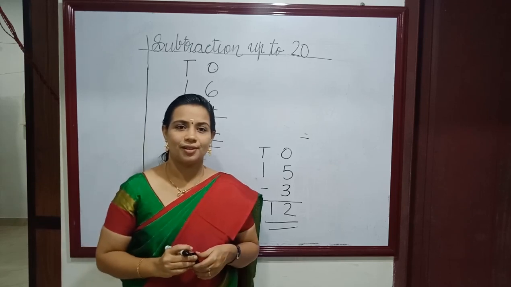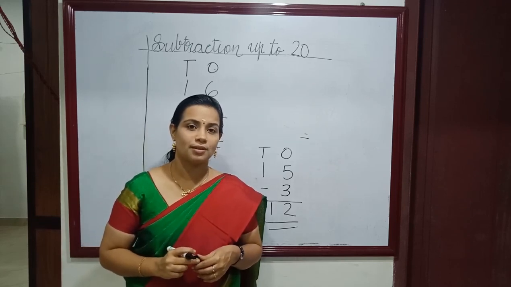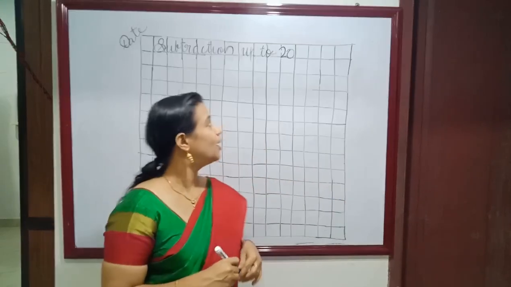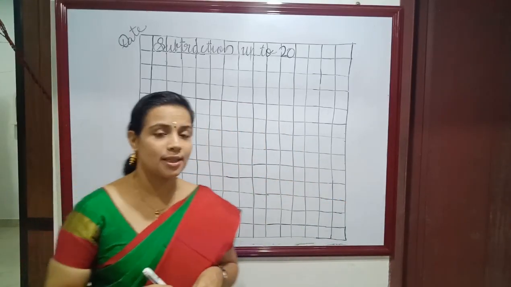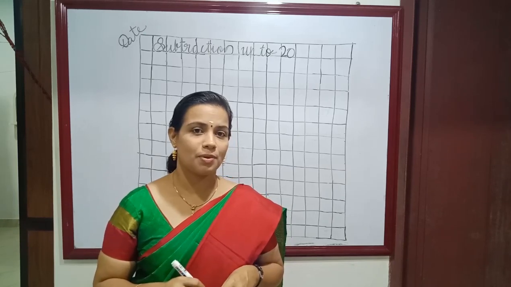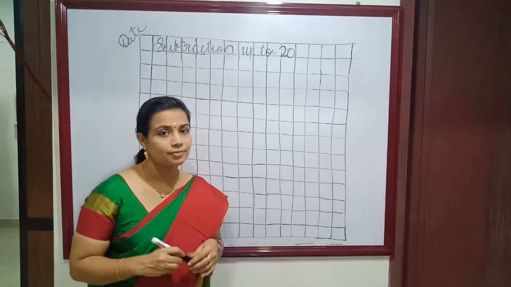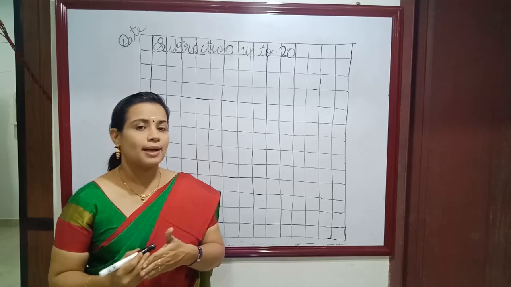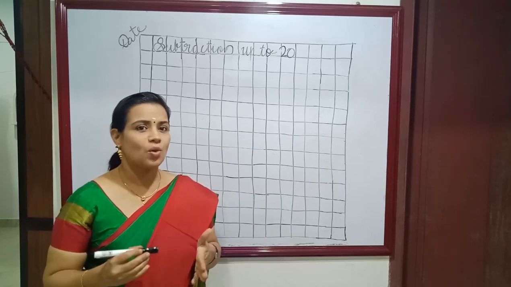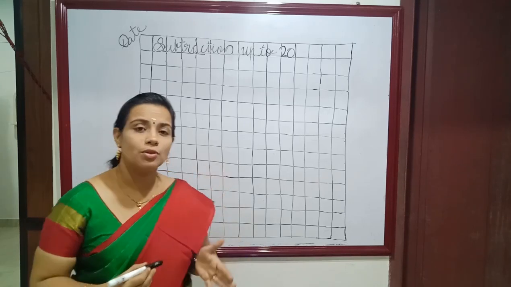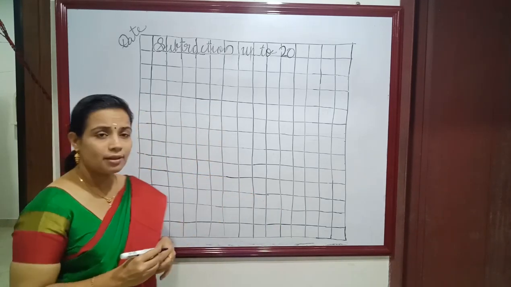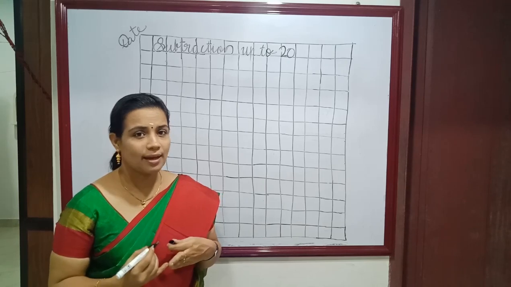Got it? Then take your notebook. Note down the date and heading: Subtraction up to 20. Please note it down in your notebook. This is the way you have to follow to subtract the numbers. Have you noted the date and heading?